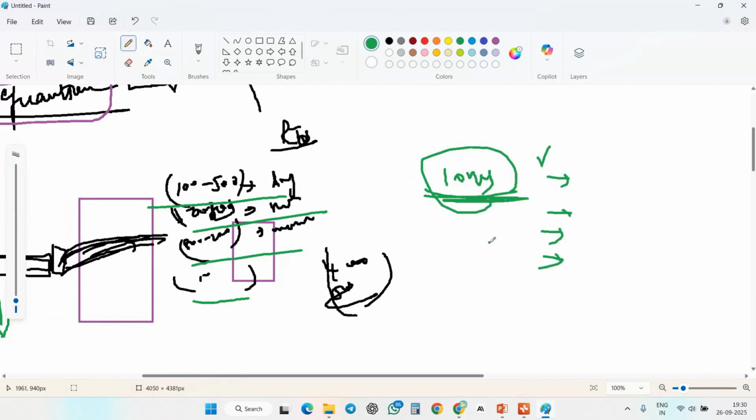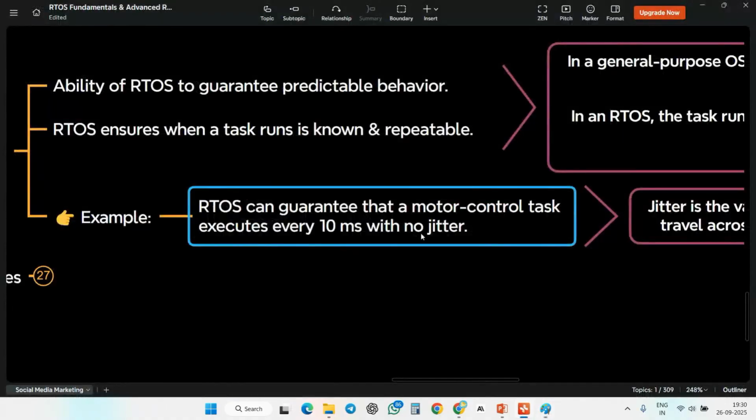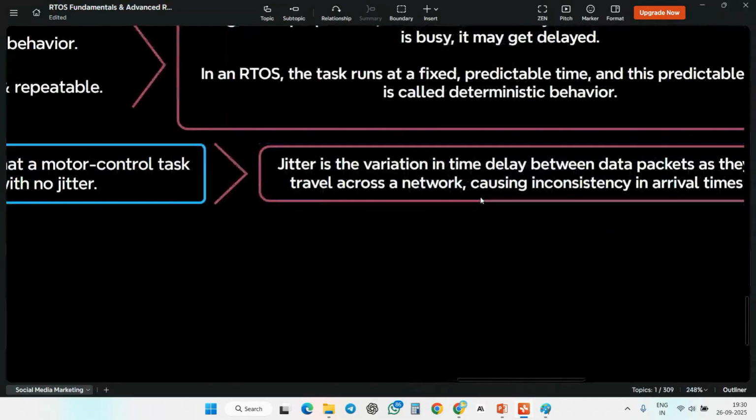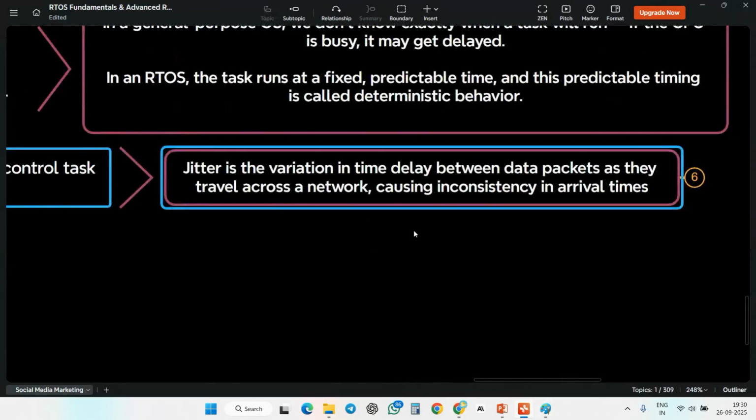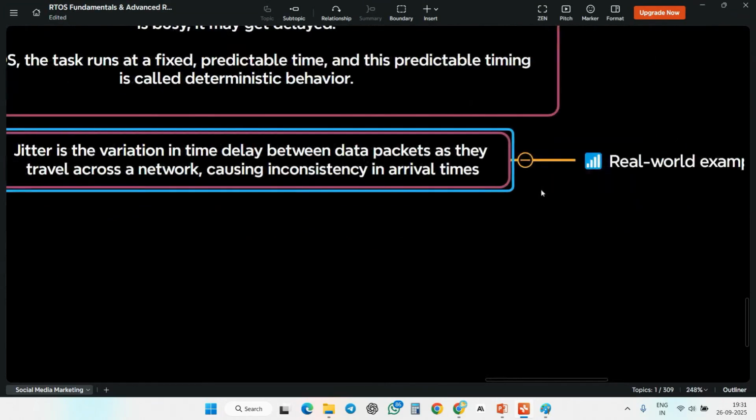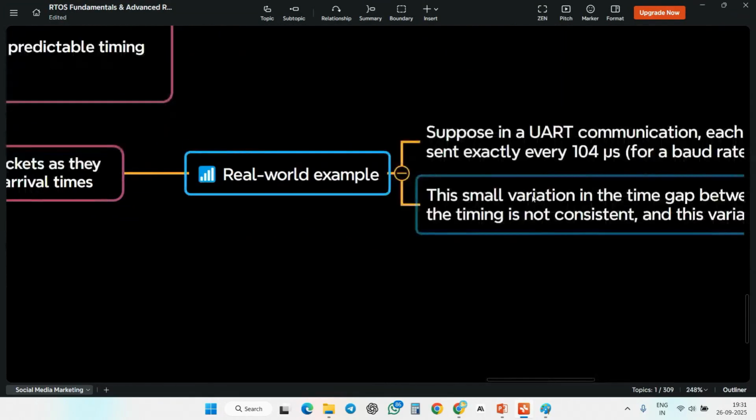So in this case, I mentioned one concept called no jitter. What is the meaning of jitter? It is the variation in the time delay between data packets as they travel across the network. Inconsistency. For example, we will go with a real-time example.